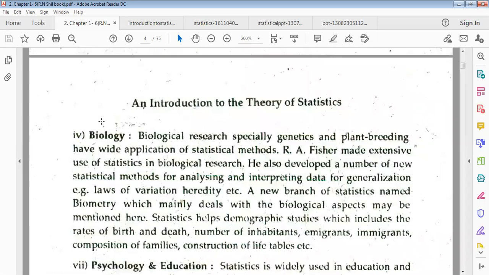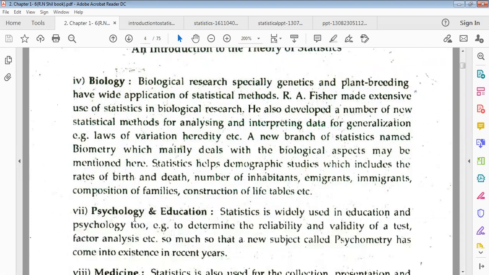In biological science, we must know about COVID-19. In this COVID-19 situation, every scientist, actually every biological scientist, needs to take help from where? From statistics. They need to make a successful vaccine. To make a successful vaccine, they need to analyze data with the help of patients. They needed patients. So to make a successful vaccine, they need to take help from statistics.